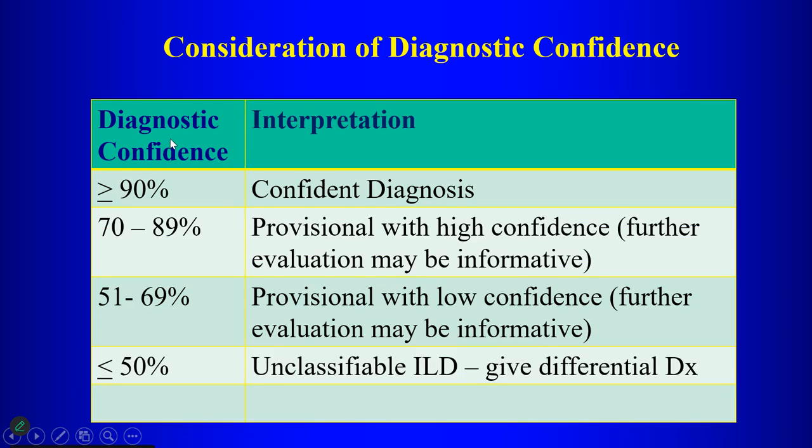And they want now some kind of indication of your diagnostic confidence. If your diagnostic confidence is greater than 90%, it's a confident diagnosis. 70 to 89% is provisional with high confidence. Further evaluation may be informative. And then here, low confidence, and if your confidence is less than 50%, consider it unclassifiable ILD, just give a differential diagnosis. Okay, so that is now the new proposed classification scheme for interstitial lung disease.